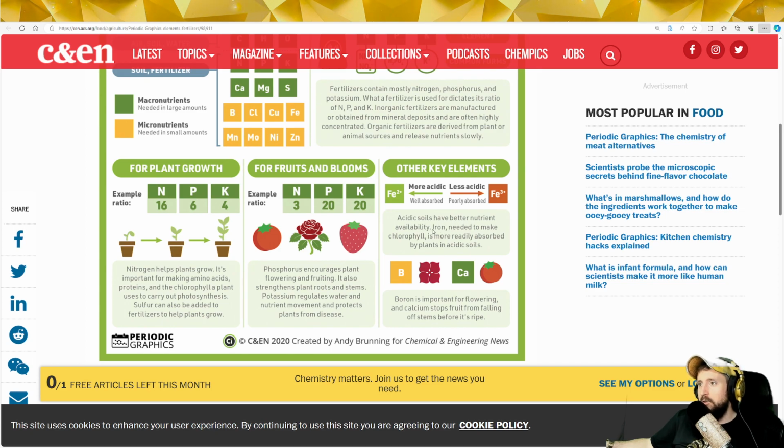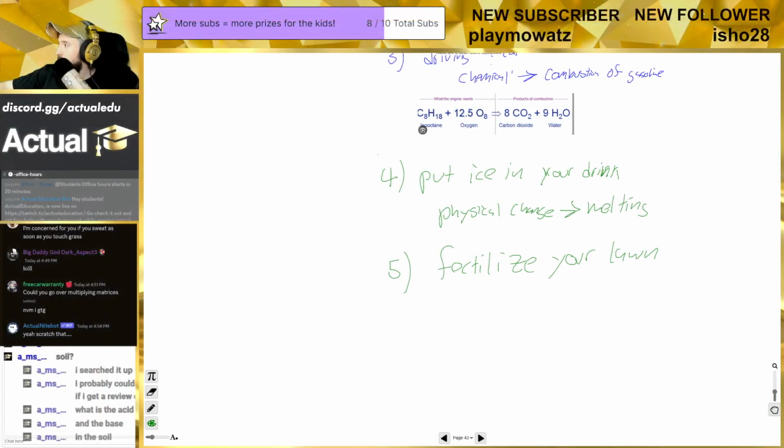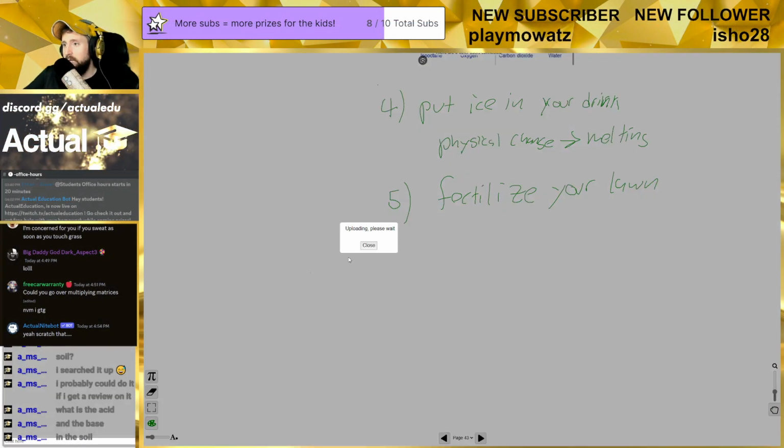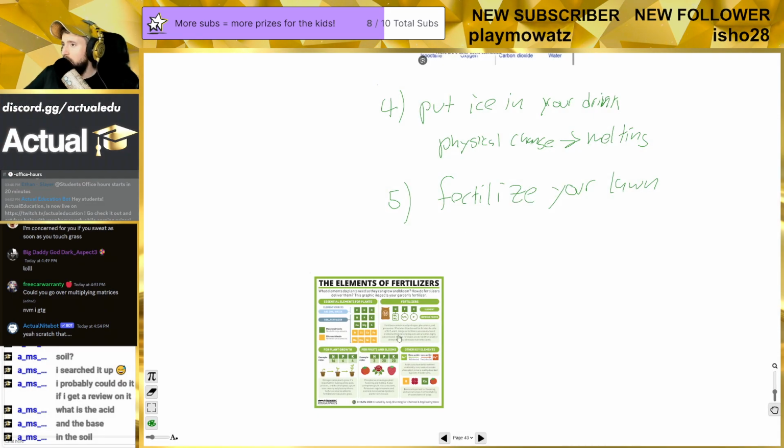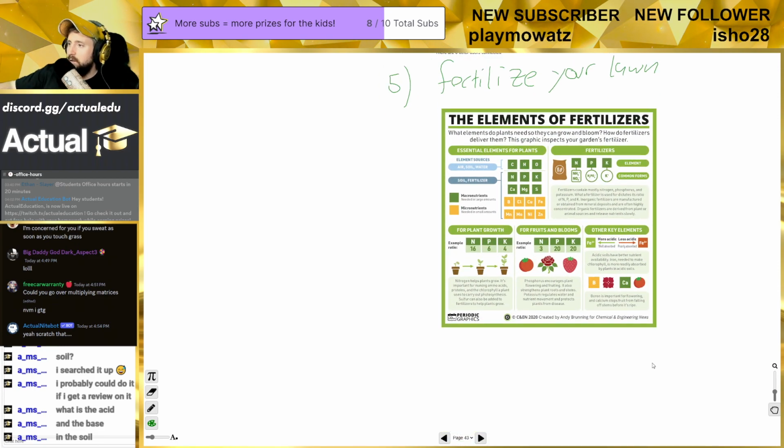Okay, acidic soils have better nutrient availability. Cool. So it makes the soil more acidic. You can talk about this. Here, let's paste this image in. This is a good one. That's a chemistry thing. Let's say you fertilize your lawn. So you could talk about this being a chemical reaction, and you're making the soil more acidic. There we go. Okay, good job, Nick. Did that help you out? Get you started at least? Yeah, thank you so much. You're welcome.